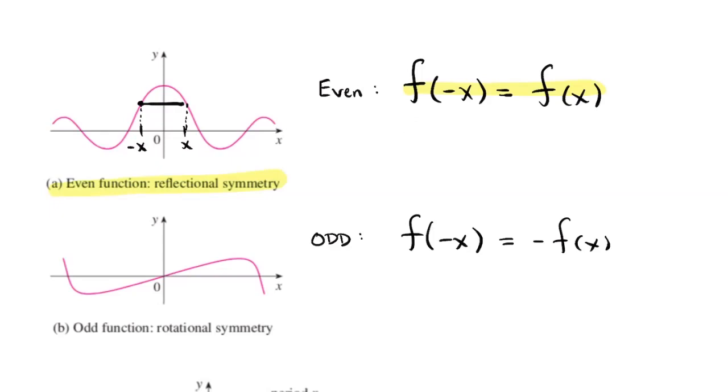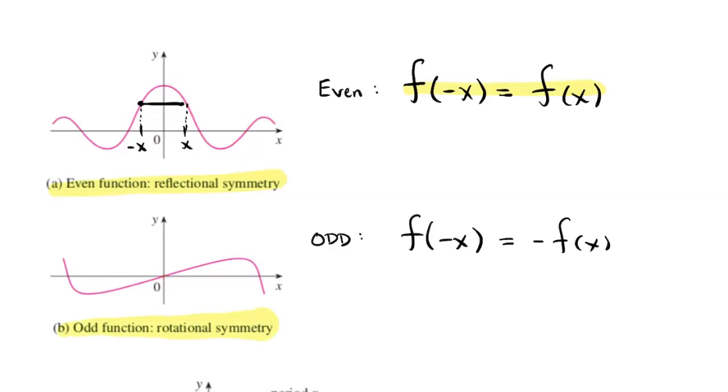And why would that be useful? Well, if I analyze the graph carefully, say on one side of the y-axis, then I can just transfer all that analysis to the other side because it looks exactly the same. Odd symmetry is a little different. It's rotational symmetry about the origin. If you spun that graph around the origin 180 degrees, it would land on itself.